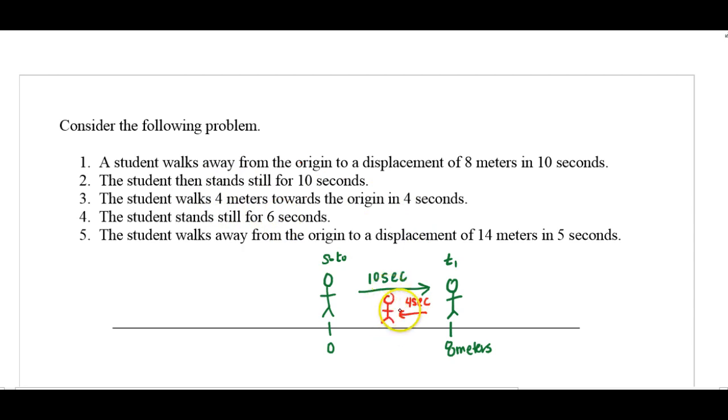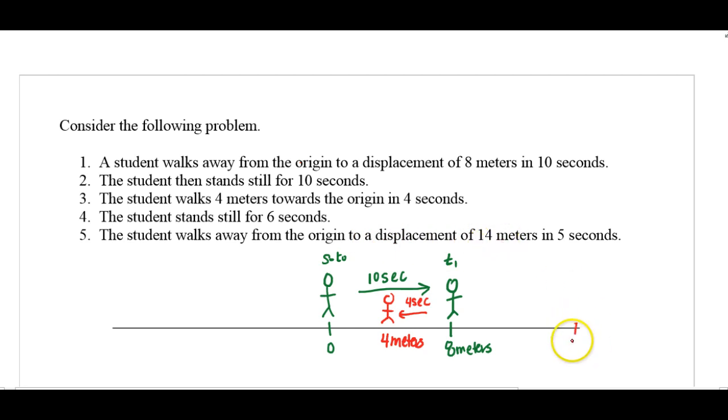So they're going to shrink a little bit. They go 4 seconds, and if they go 4 meters back toward the origin, that leaves them at 4 meters. And then the student is going to stand still again for 6 seconds. And then the student is going to walk away from the origin again to a displacement of 14 meters in 5 seconds. A displacement is the straight line distance from the origin to that location. So a displacement of 14 meters.